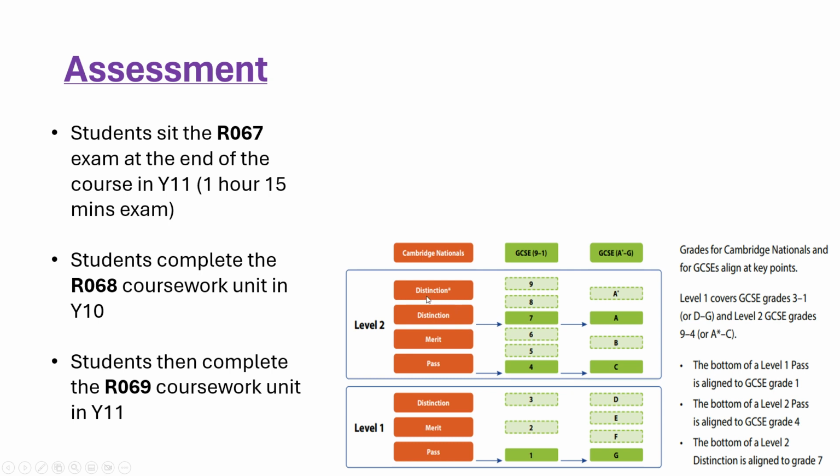And then if they were to achieve a level 2 distinction star, which is a fantastic result, that would be around about an 8 or a 9. If students don't quite meet the criteria for level 2, they can come out with a level 1 qualification. A level 1 distinction is around about a 3. Level 1 merit, 2. Level 1 pass, 1. If they don't meet enough to get the level 1 pass, it would go down as an overall fail.